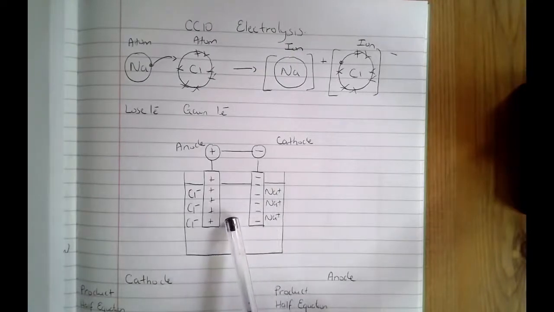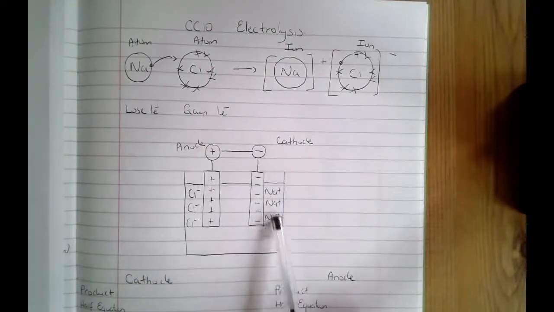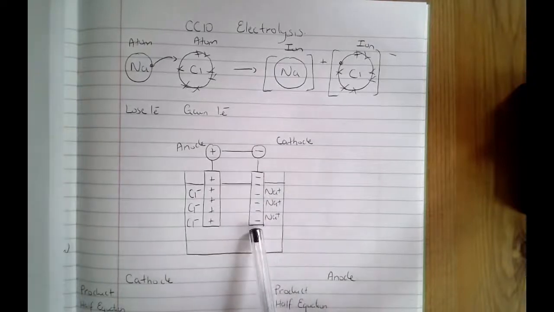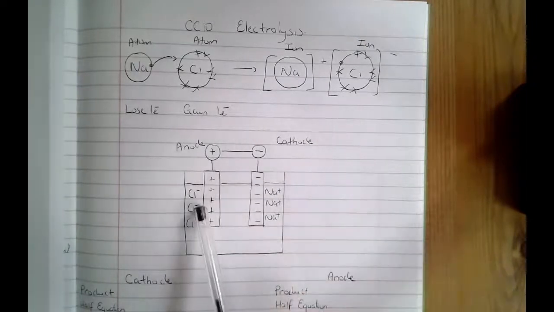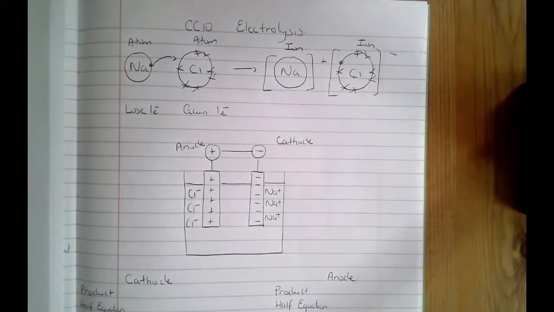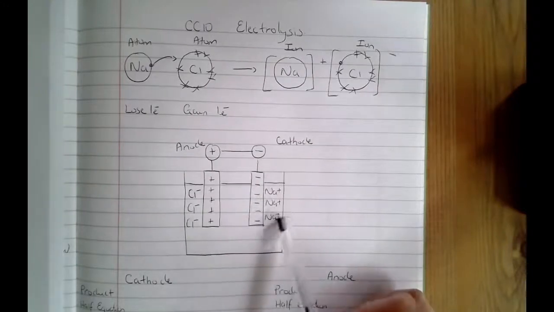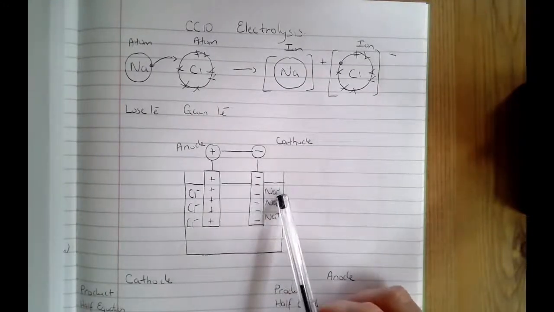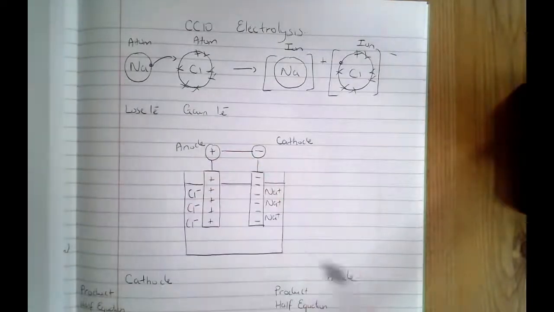When we turn that battery on, the positive sodium ions will all move to the negative cathode, and the negative chloride ions will all move to the positive anode. So we've looked at how we can use electrolysis to separate the ions, but we haven't looked at what happens next. We haven't looked at how we go from having that sodium ion to getting back to the sodium atom.